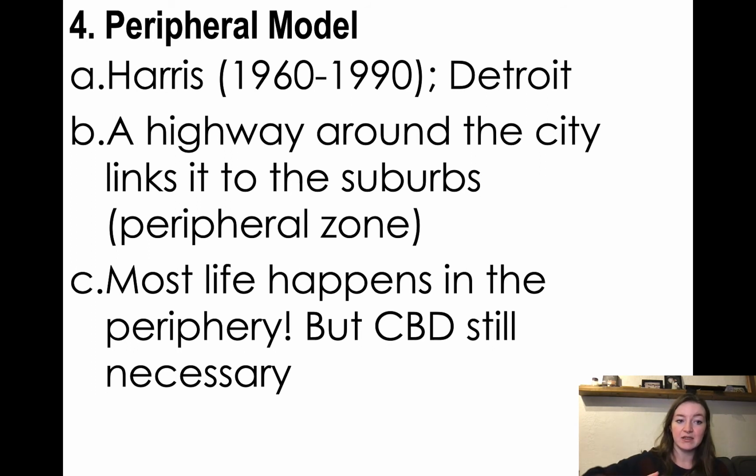And he talks about, with a peripheral model, having a highway around the city that links it to the suburbs. The suburbs are the peripheral zone, that piece outside of the city itself, linked through the highway. He says most life happens in the periphery. The CBD is still absolutely necessary, but most life is actually outside of it and in that periphery area.